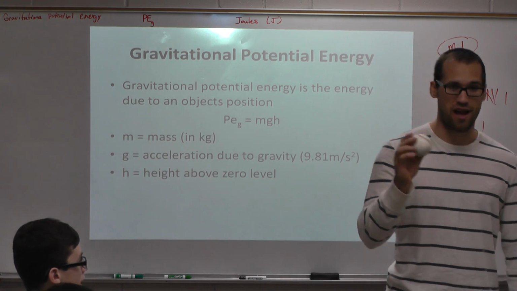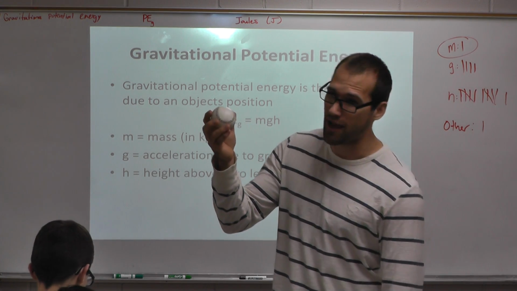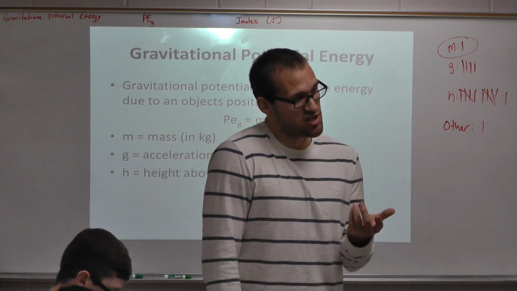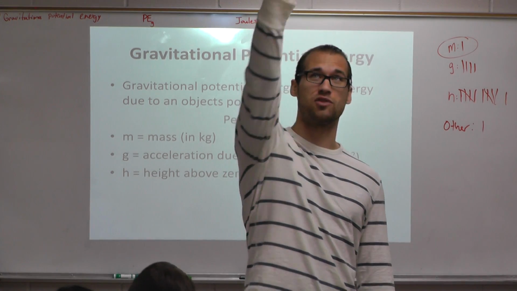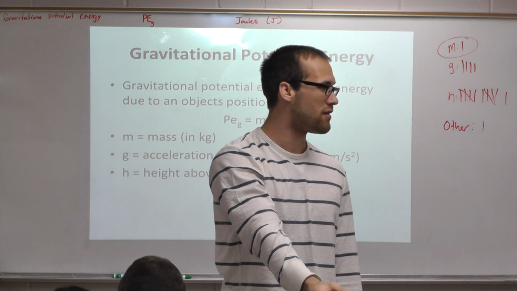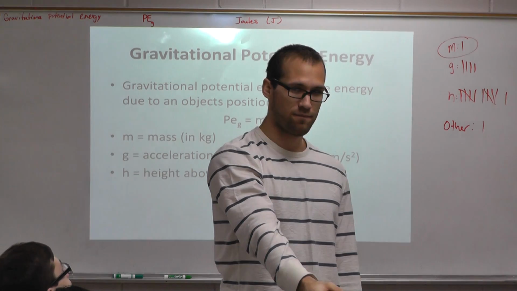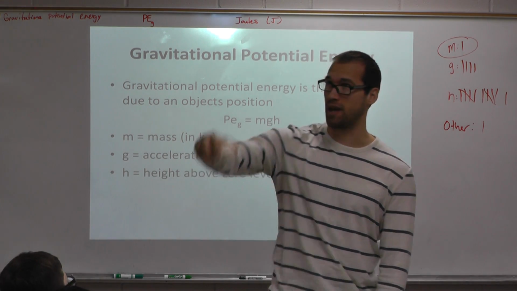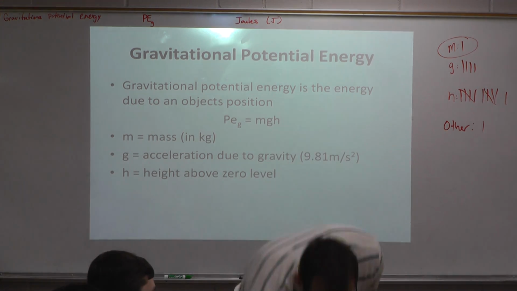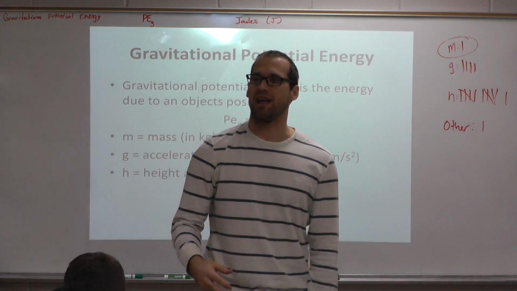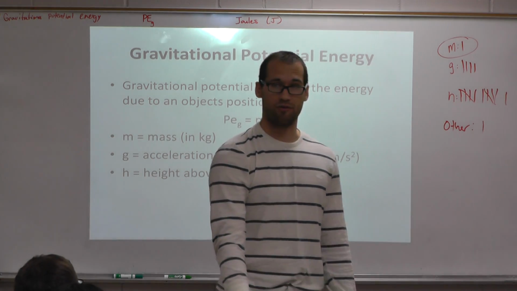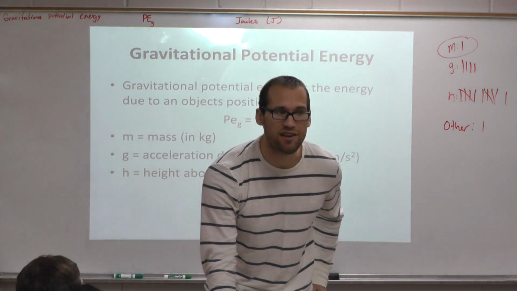I cannot change the mass of this. I cannot change the fact that gravity accelerates all objects at 9.81 meters per second squared, but I can change the height. And we should know that when I drop it from up here versus drop it from here, which one has a faster speed when it hits the ground? The higher one. Which means that it has more kinetic energy when you drop it from up here than when you drop it from here. But where do you think the kinetic energy came from?